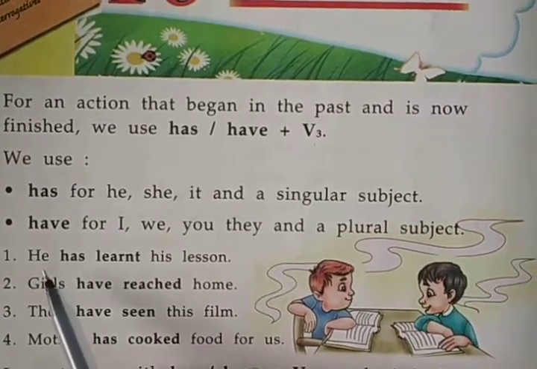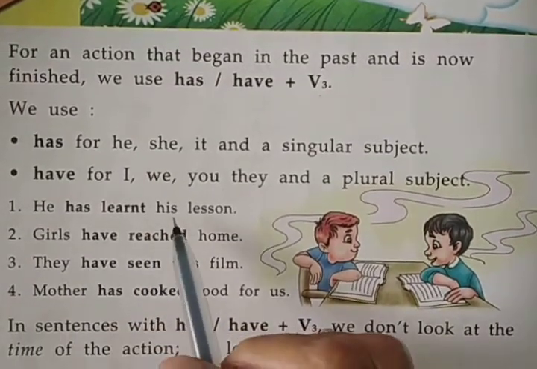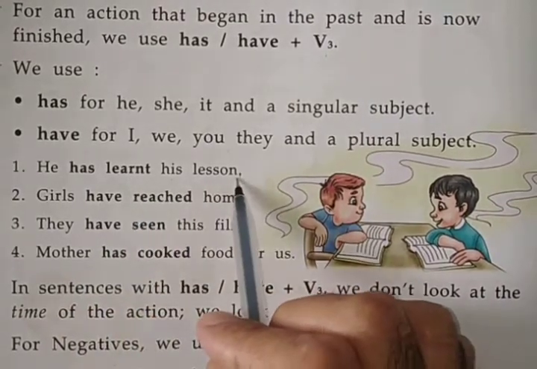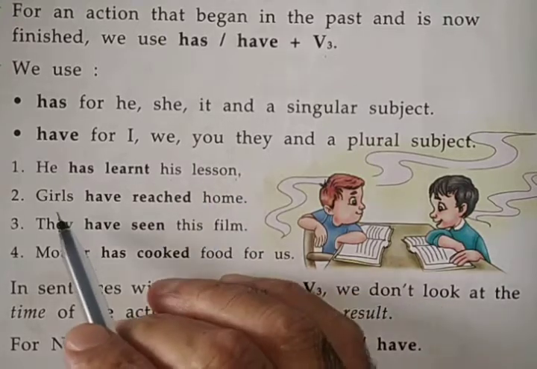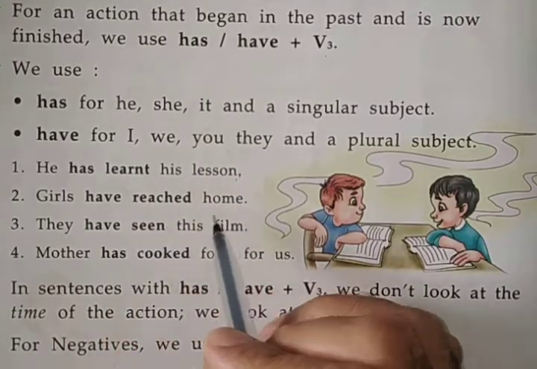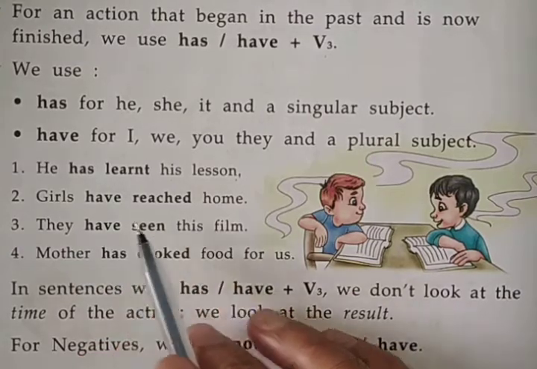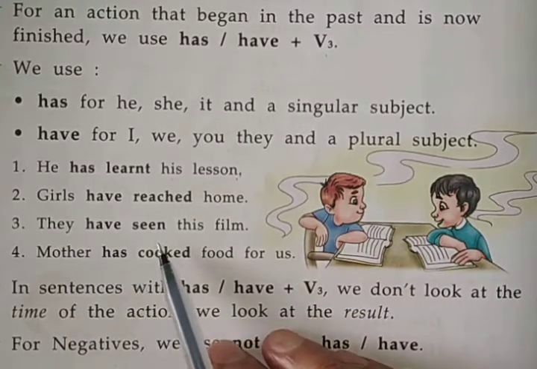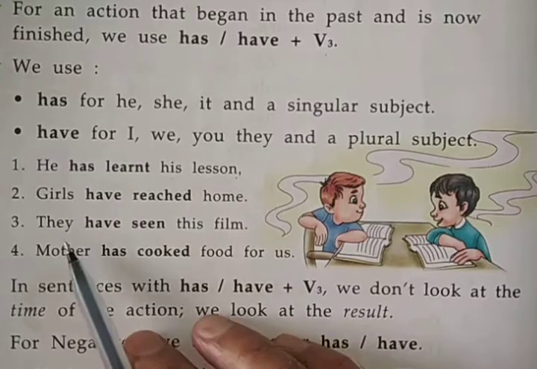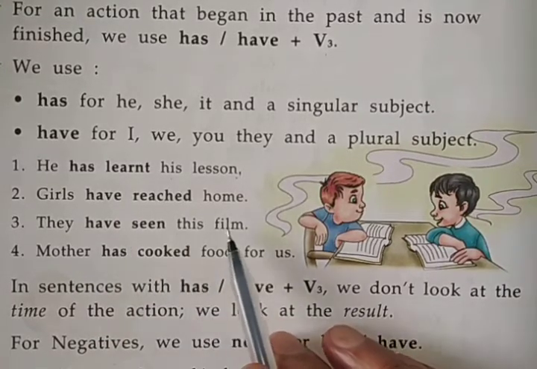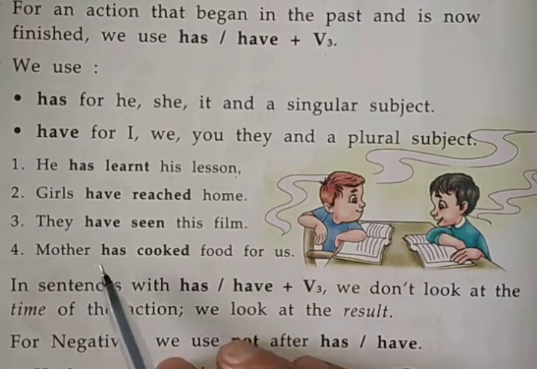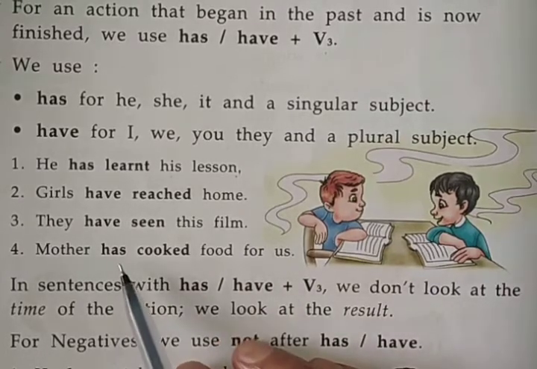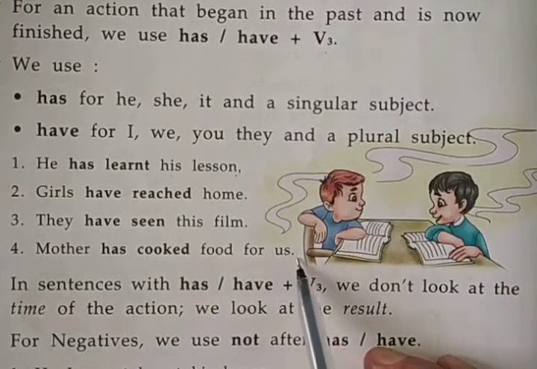For example, he has learned his lesson. Girls have reached home. They have seen this film. Mother has cooked food for us.